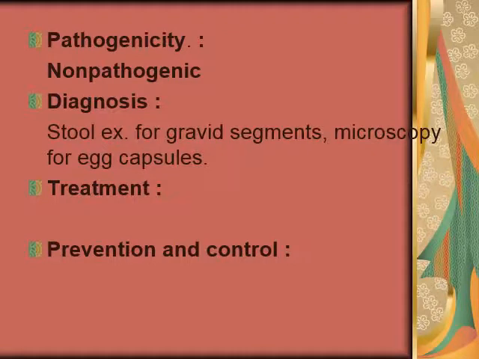Pathogenicity. For humans, there is little pathogenicity of Dipylidium caninum, so we can call it non-pathogenic. Diagnosis is by stool examination for gravid segments, and by microscopy we can see egg capsules. Treatment: there is no need for treatment, or we can give niclosamide once and get rid of the adult worm. Prevention and control is by deworming of dogs and cats, as well as taking care when we play with dogs.